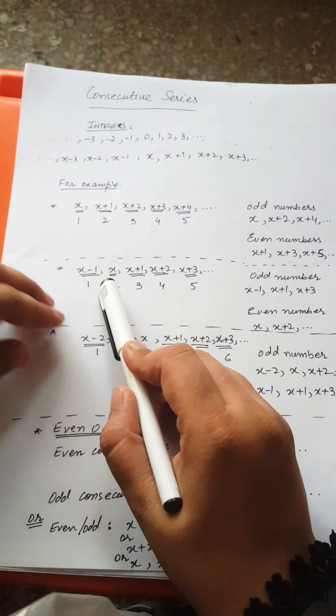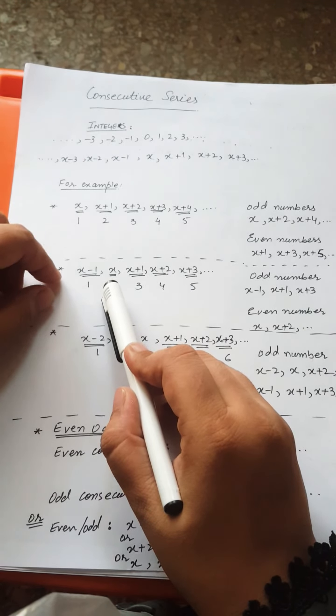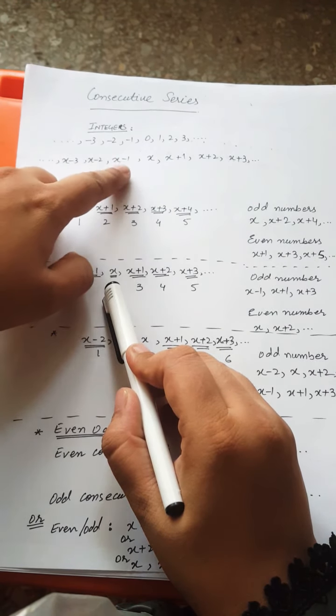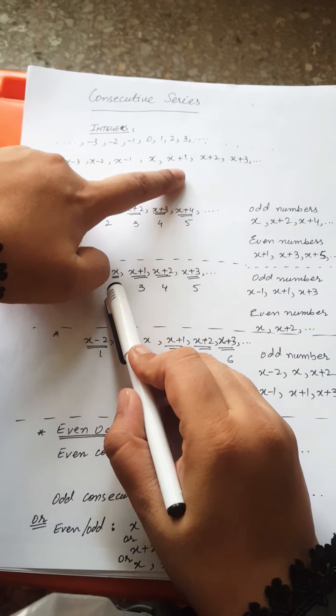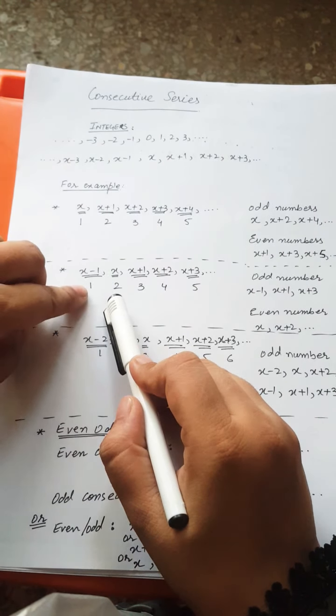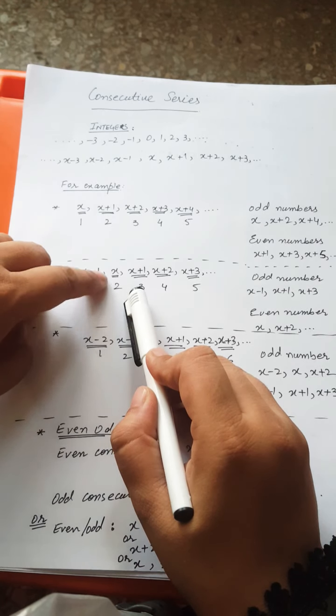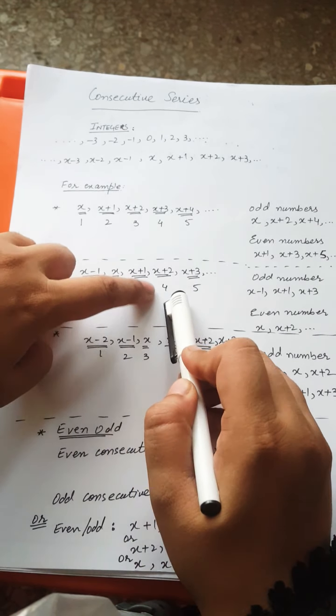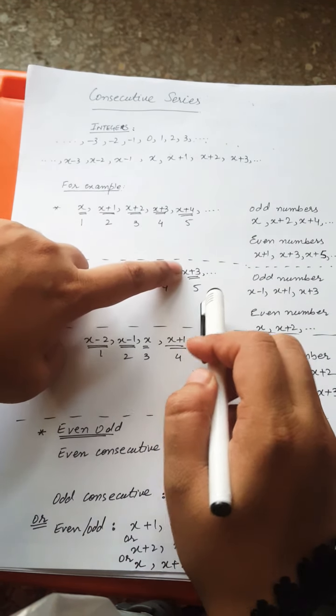If my series is going to start from x minus 1, so x minus 1, x, x plus 1. So x minus 1 is at first place. Second place I have x. Third place x plus 1. Fourth place x plus 2. And fifth place x plus 3.